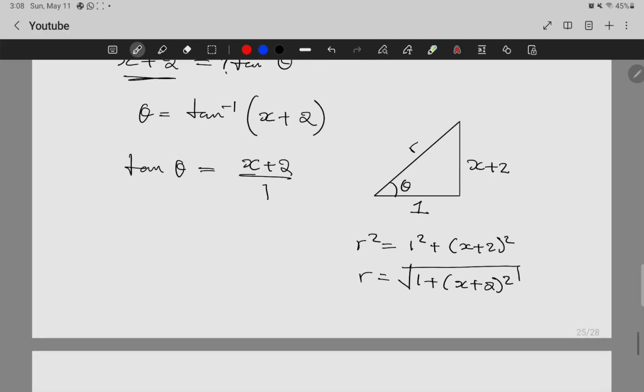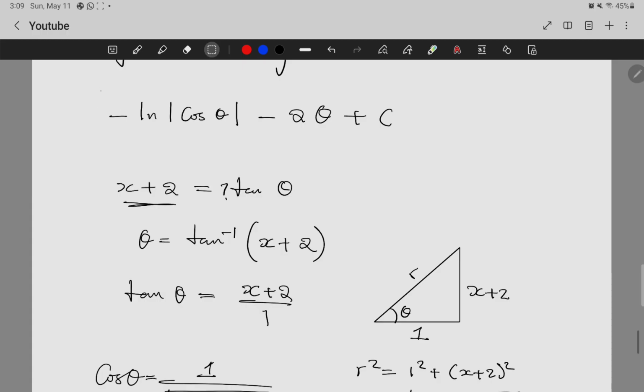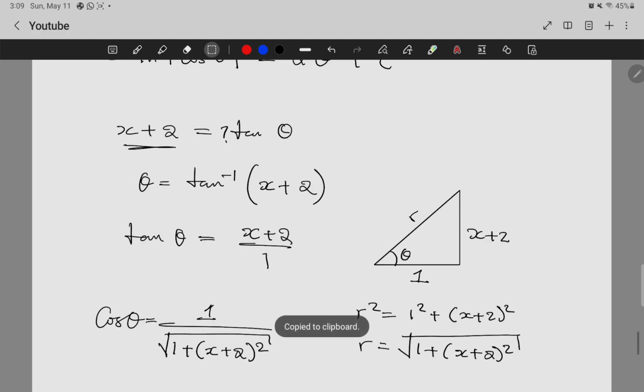And since we now know what our hypotenuse would be, it follows that cos theta, which is adjacent over hypotenuse, will be 1 over the hypotenuse, which is root of 1 plus x plus 2 squared. So this becomes our cos theta. And since we now have our cos theta and our theta, we can perform our substitution.